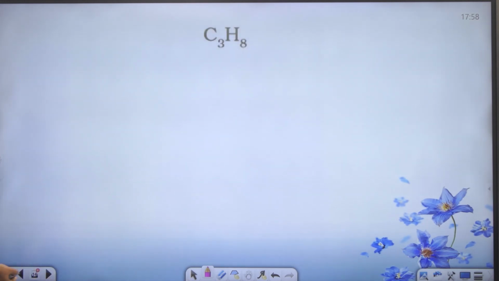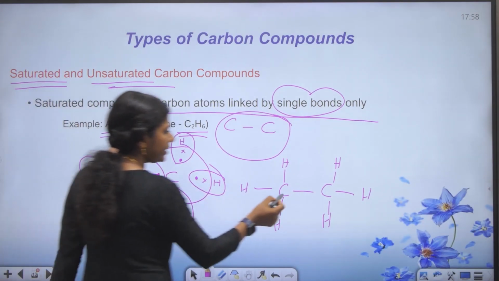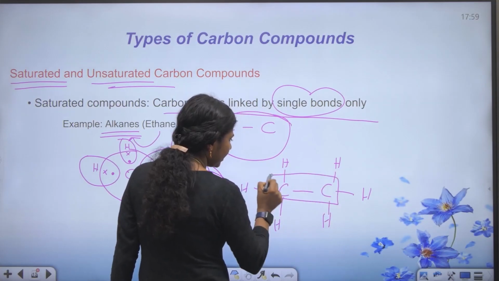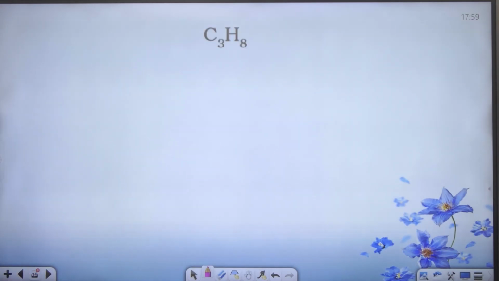Is the ethane molecule saturated or unsaturated? The ethane molecule is saturated because only carbon-carbon single bonds are present. Saturated compounds are formed by carbon-carbon single bonds. It is a saturated compound.